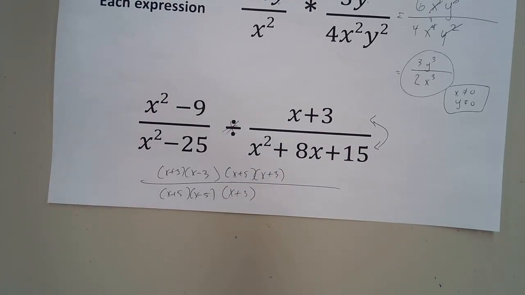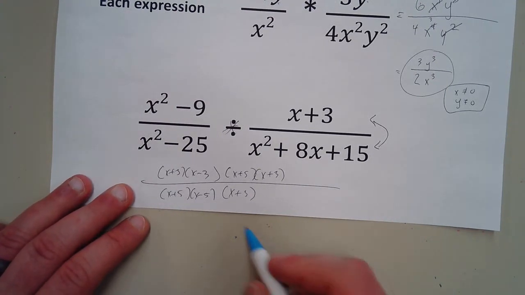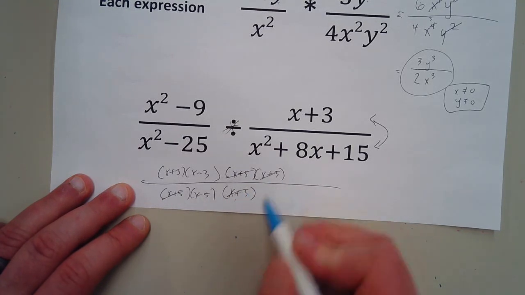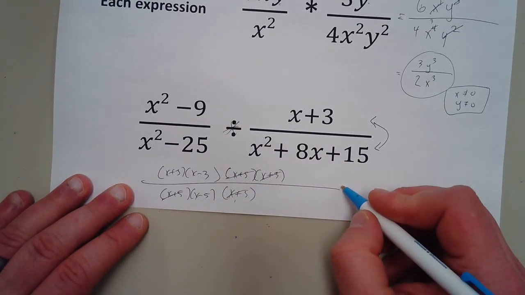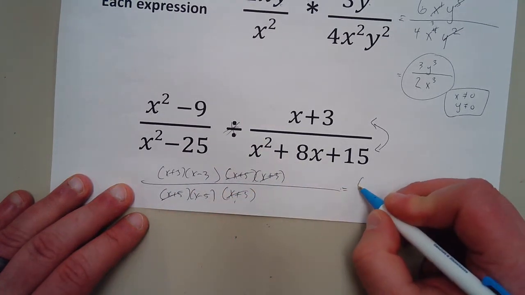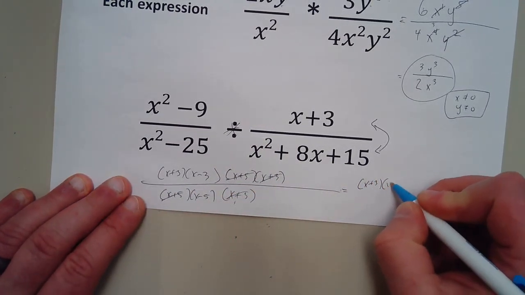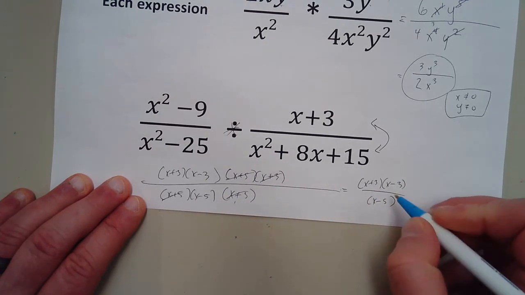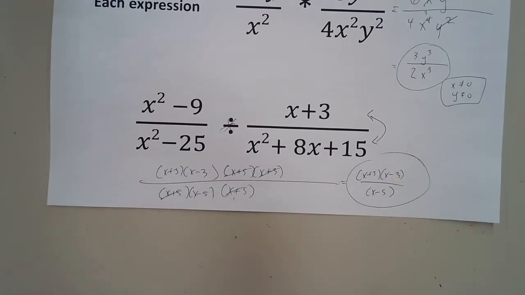Okay, so this is our intermediate step. We've got one single fraction. Let's look at what we can eliminate here. So an x plus 5 with an x plus 5, x plus 3 with an x plus 3, and I think that's about it. So these two parts are going to be in the numerator, x plus 3, x minus 3, and the x minus 5 in the denominator. So that looks like our simplified answer.